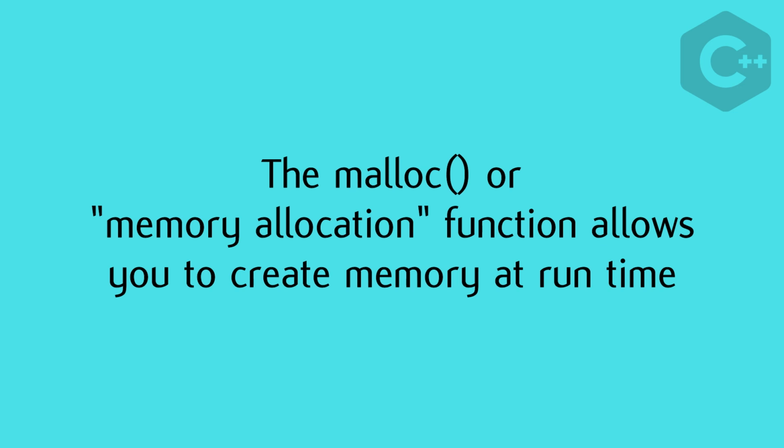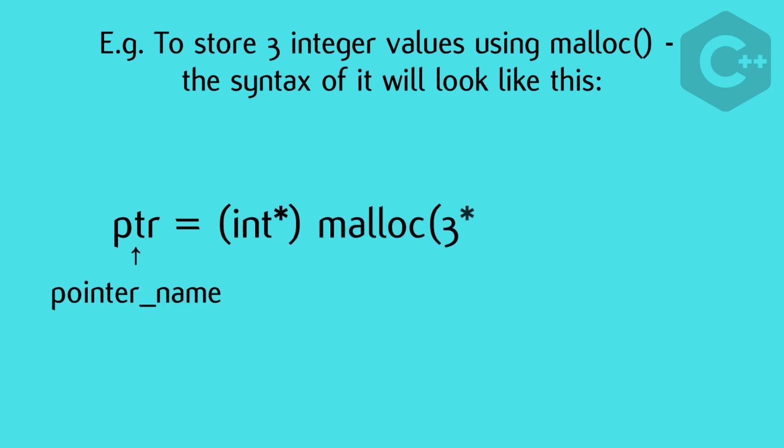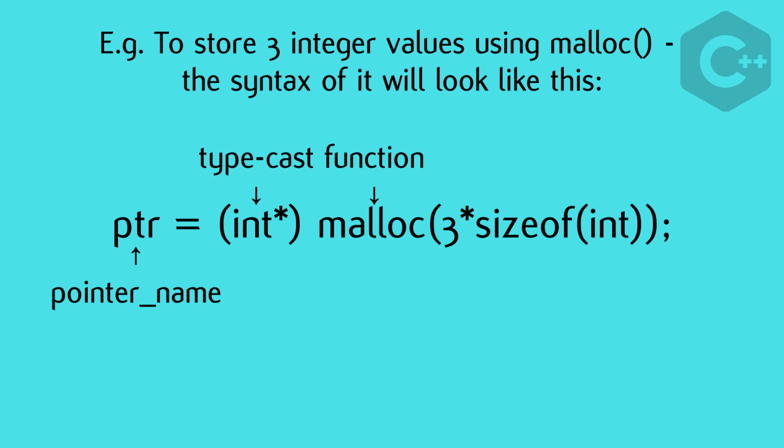Let's practically see that. For example, you want to store 3 integer values using malloc, then the syntax will look like this. First of all, you will have a pointer variable which will act as the base address, and then we put an equal to, and then we call the malloc function, and inside the malloc function you pass the total bytes of storage that you want, or you can also write the number of memory locations into the size of each location in bytes. So let's move on with the example.